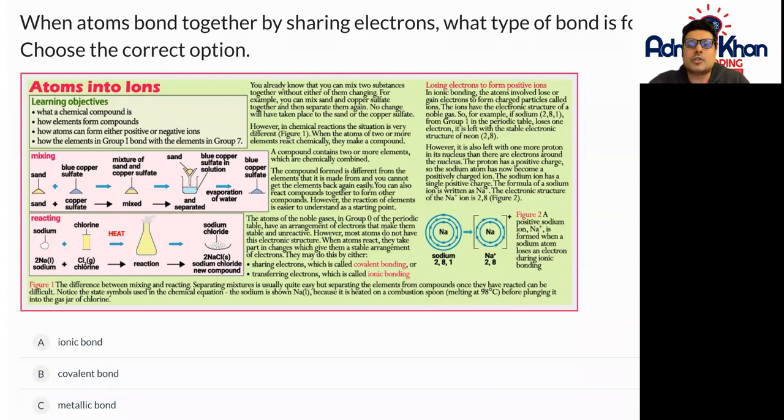However, in chemical reactions, the situation is very different. When the atoms of two or more elements react chemically, they make what we call a compound. And a compound contains two or more elements which are chemically combined.